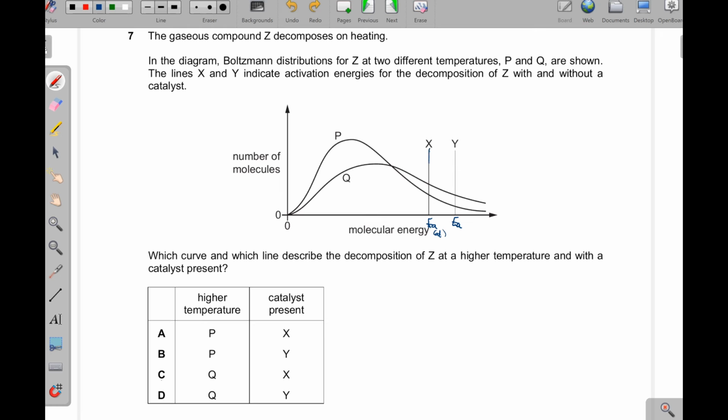We always put this line representing the activation energy of the catalyst. So with the catalyst, we have to find it as X here. So our answer has to be here. X, catalyst present. So that means the answer has to be C.